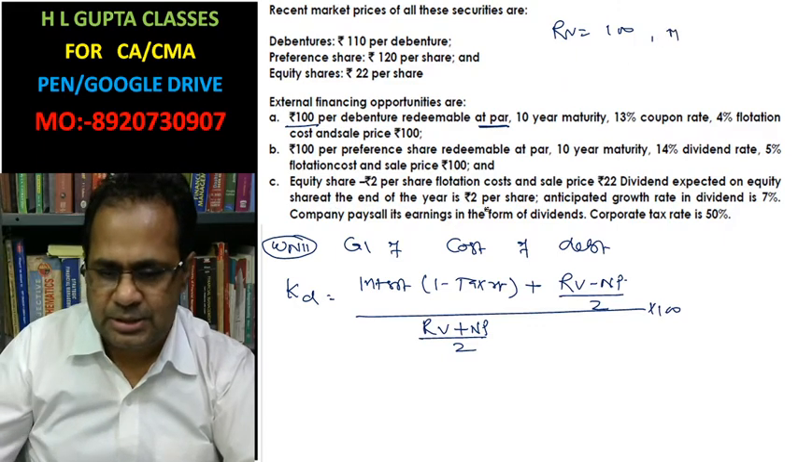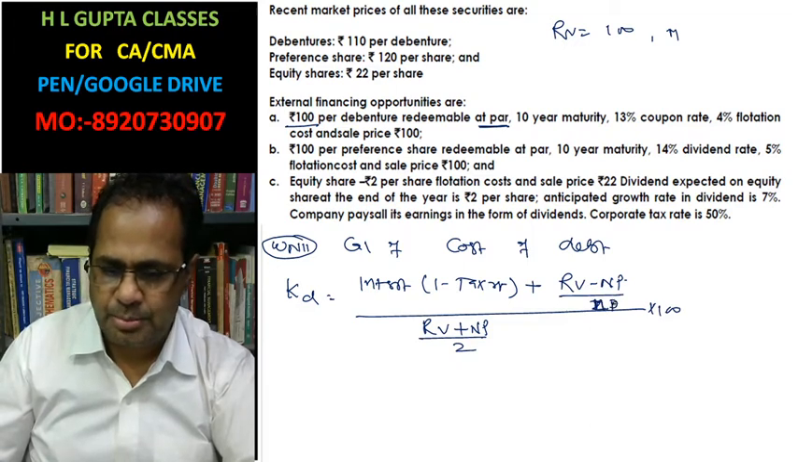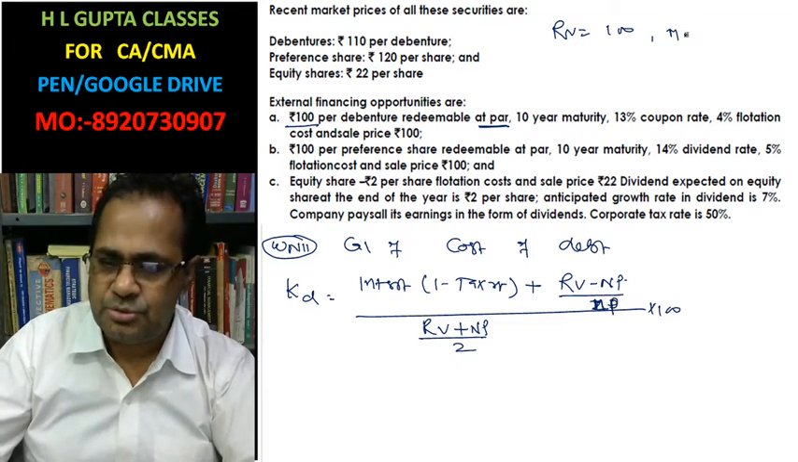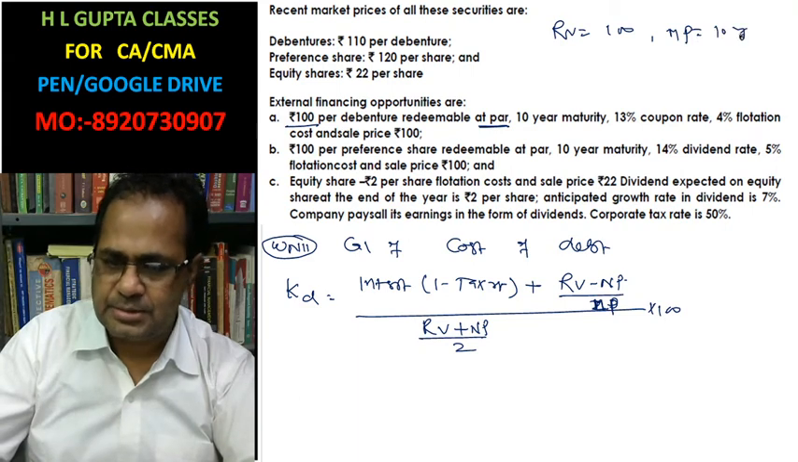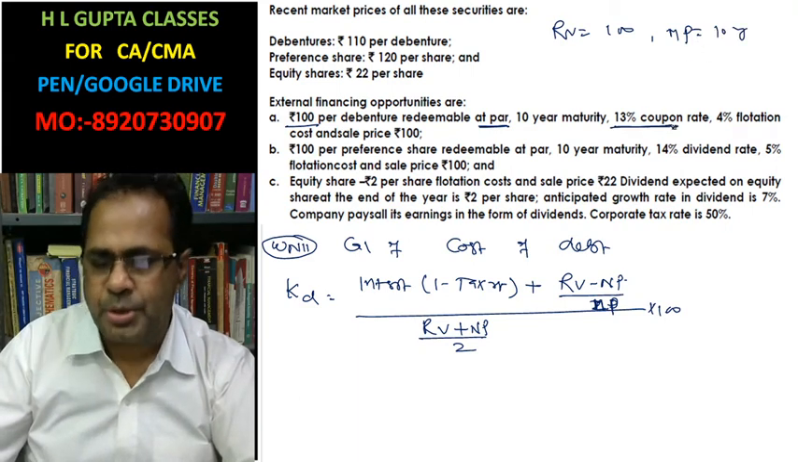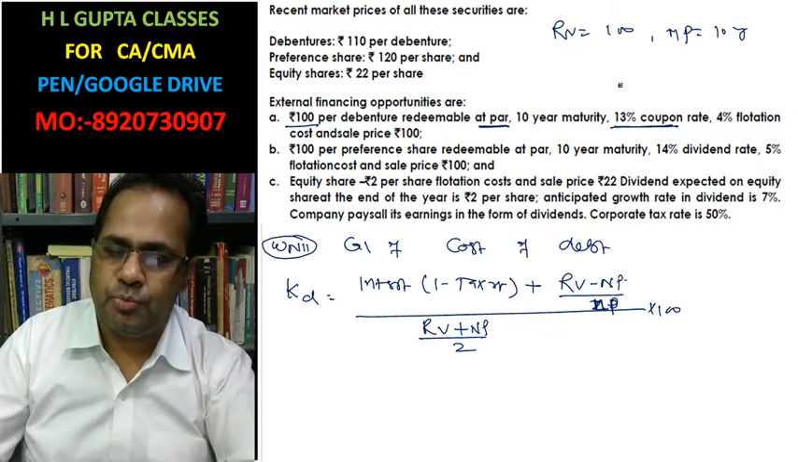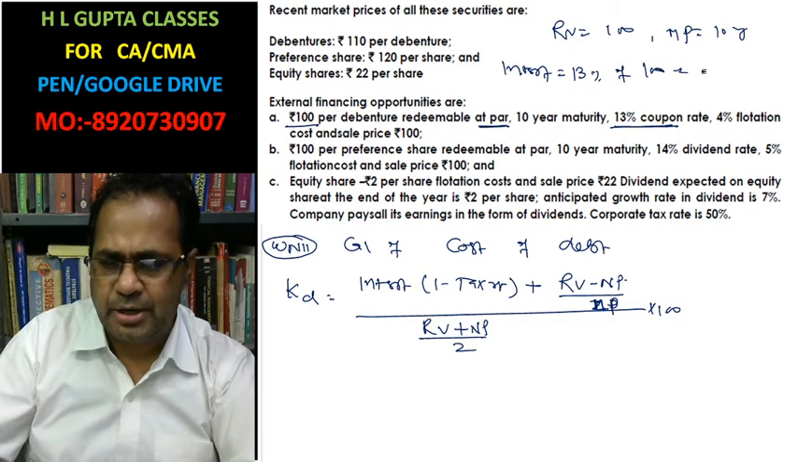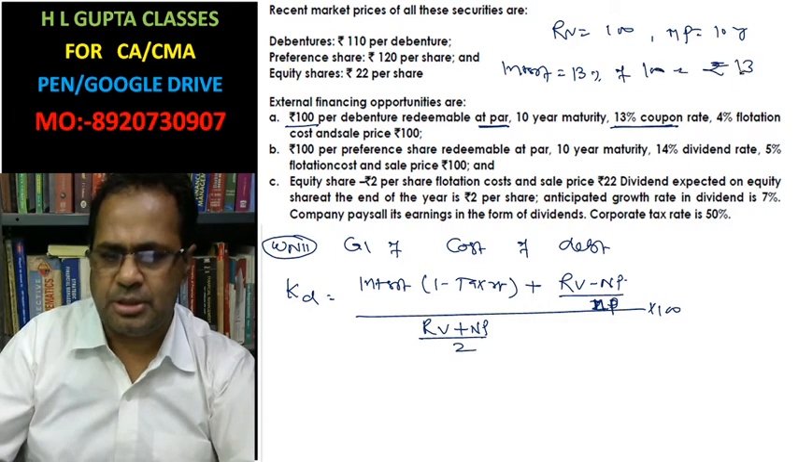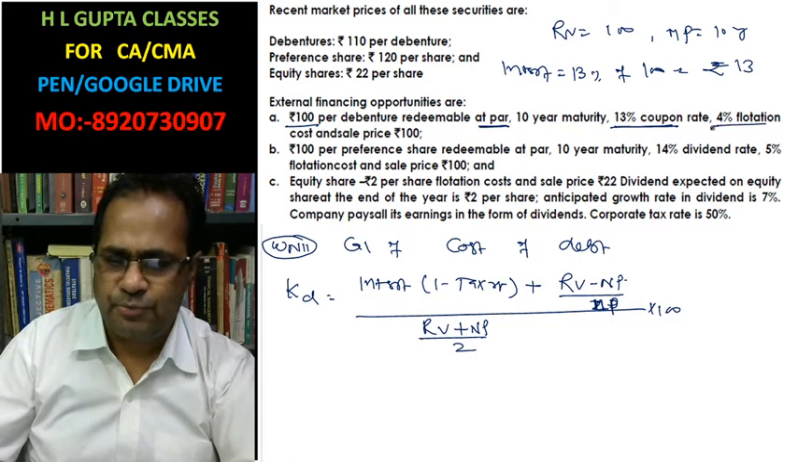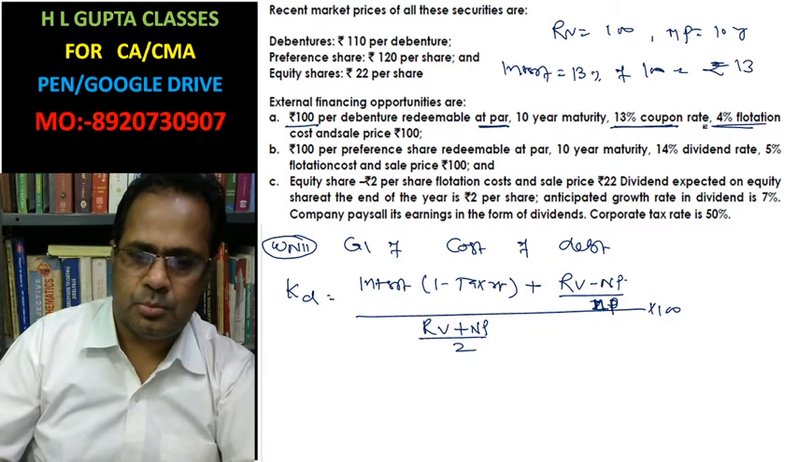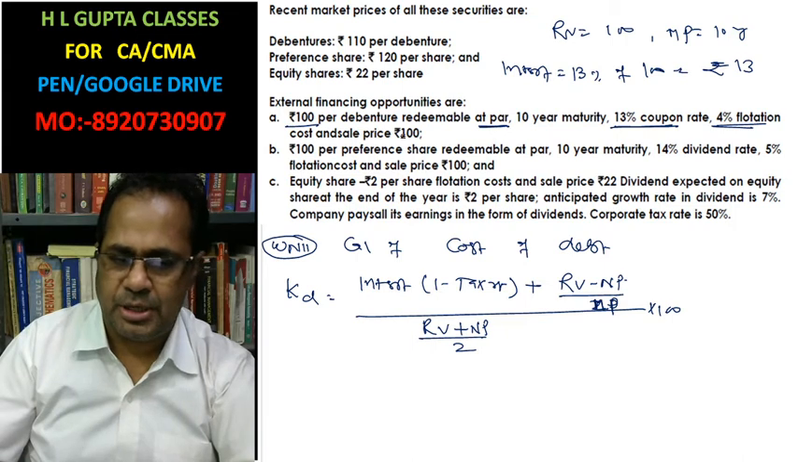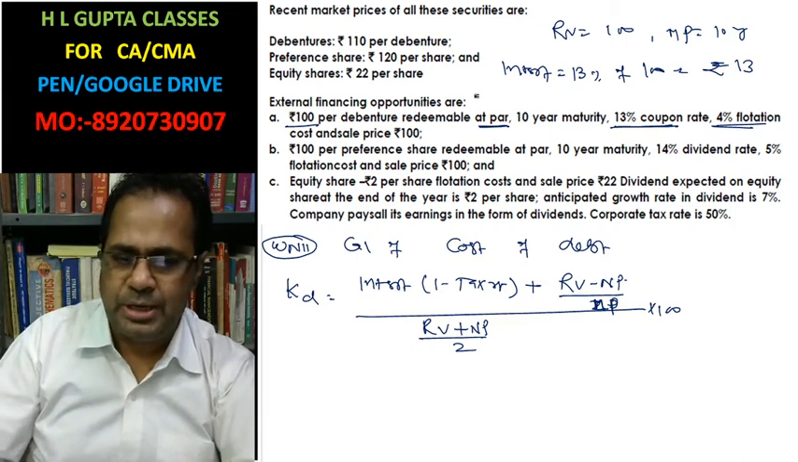Maturity period is 10 years. 13% coupon rate means interest is calculated on face value. Interest is 13% of 100, this is rupees 13. 4% flotation cost and sale price is rupees 100. Then you can calculate net proceed.